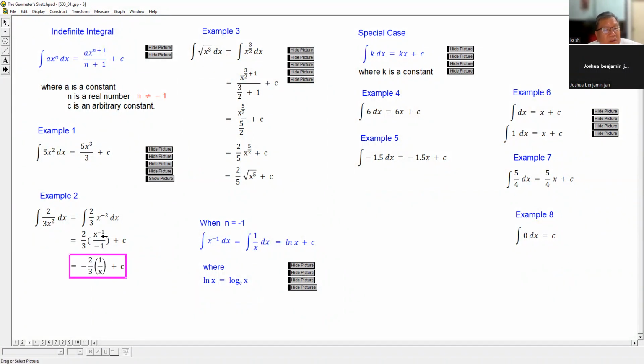Now this x to the power -1 is actually 1 over x. This negative sign you can put to the front. So it's actually -2 over 3, and this thing is 1 over x. Then plus c. Or we can simplify further. The 2, you multiply with the 1, you get 2. 3 multiply with the x, you get 3x. So it's negative 2 over 3x plus c.